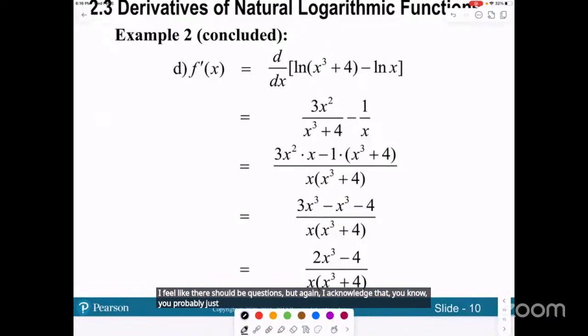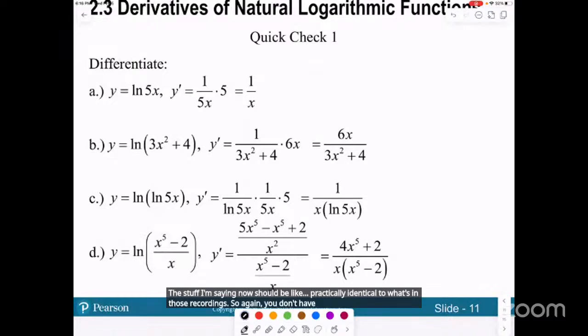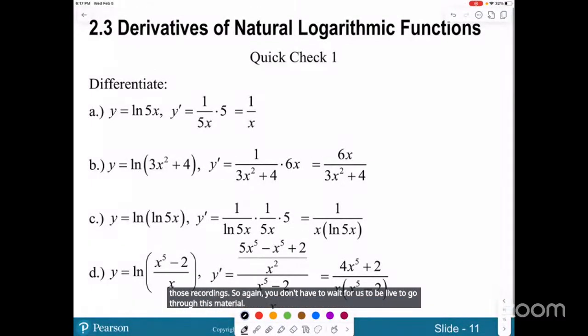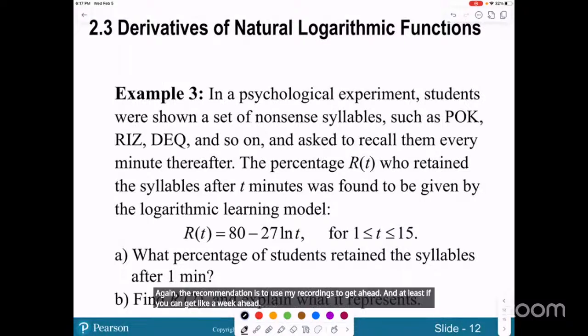Now, hopefully you've already looked at this stuff in advance, because if you've started using my recordings, what I'm saying now should be practically identical to what's in those recordings. So you don't have to wait for us to be live to go through this material. The recommendation is to use my recordings to get ahead, and if you can get about a week ahead, that's a decent position to be in.